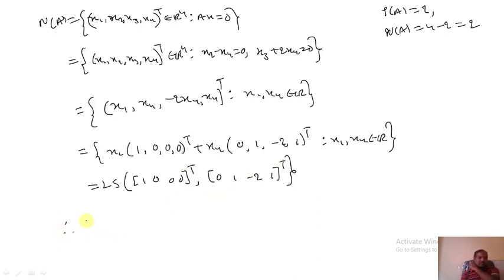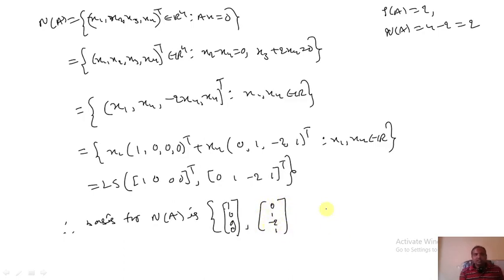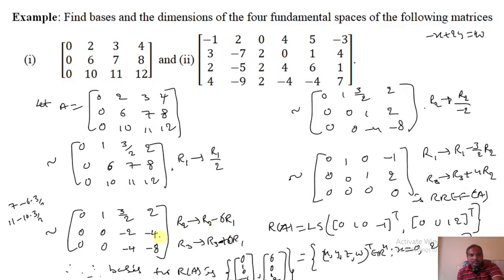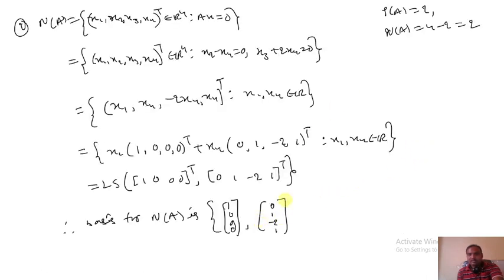Therefore, the basis for the null space means (1, 0, 0, 0) and (0, 1, -2, 1). This is the second one, and the row space was the first one. Now third, the column space. Write the third one.